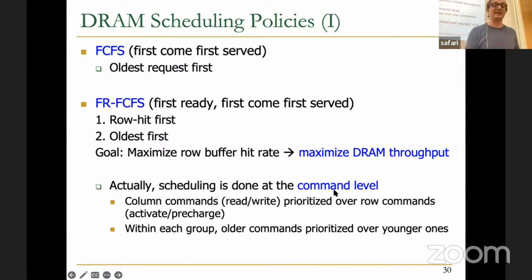So scheduling is actually done at the command level, meaning you don't normally schedule things at the request level. You could, but in the end, you have to translate things into commands, right? In some schedulers, they schedule requests at the request level, and then they issue commands so that they don't need to do command-level scheduling. But in the end, column commands, read and write, can be prioritized over row commands, activate and precharge. And you know these commands by now. And within each group, older commands are prioritized over younger ones. This is a command-level formulation of the FR-FCFS policy.